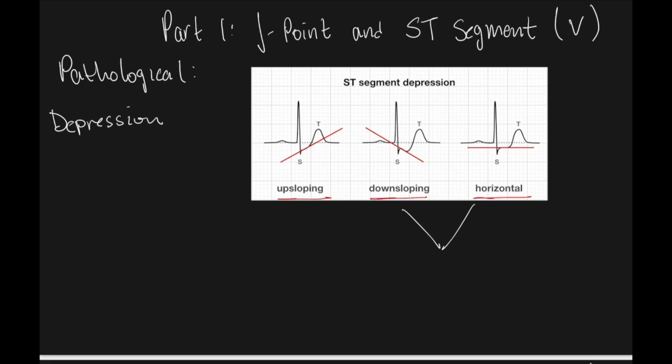And it becomes especially pathological if the depression at the J point, so remember all the ST depressions and elevations are measured at the J point, is greater than or equal to 0.5 millimeters in two or more contiguous leads.